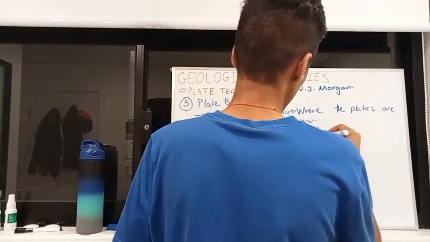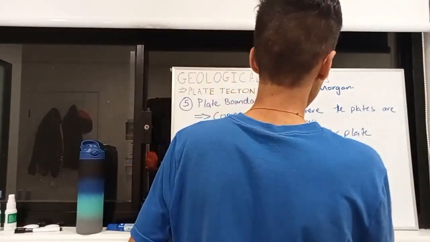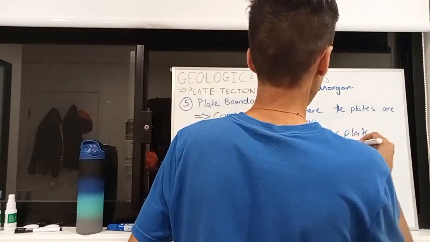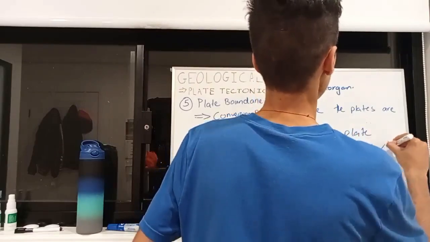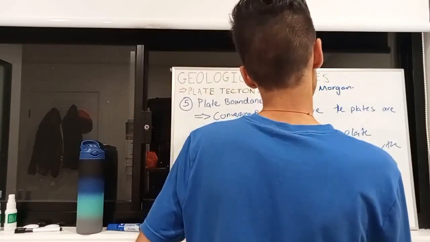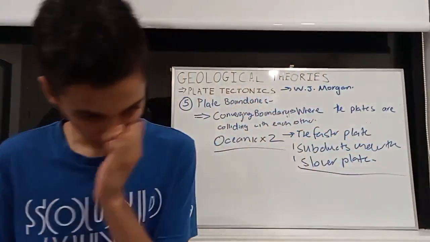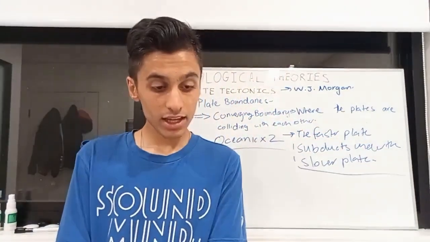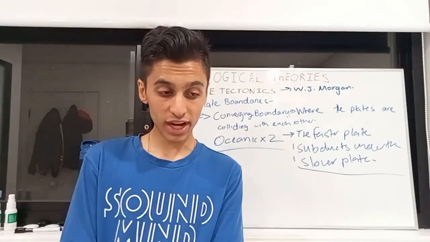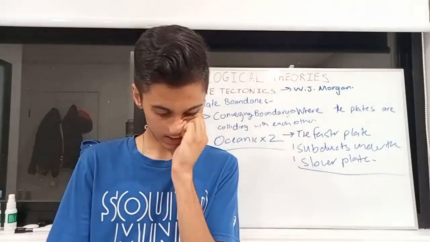The faster plate subducts under the slower plate. The key thing to remember. And then this creates a chain of volcanoes as it subducts, and then these erupt and create islands.